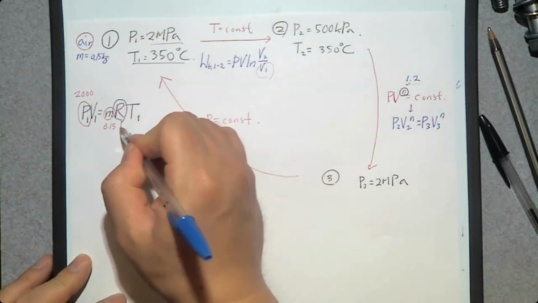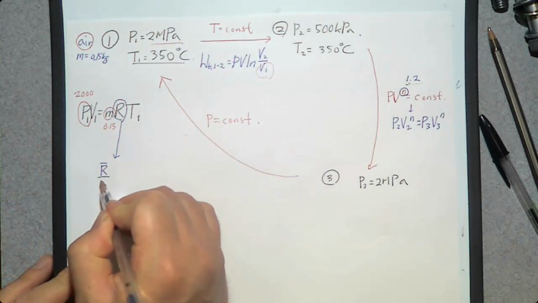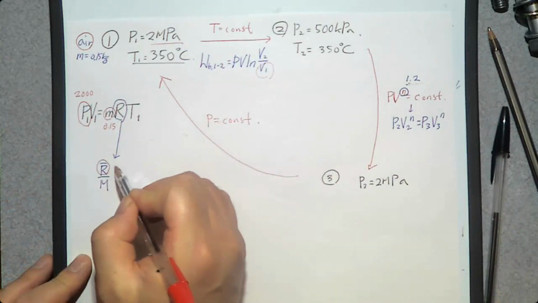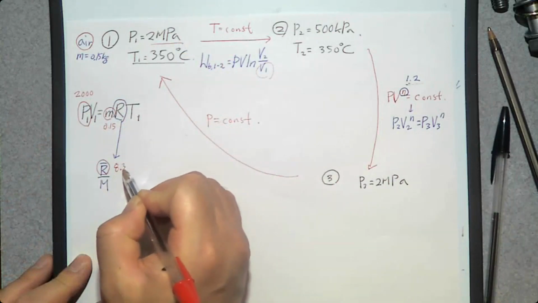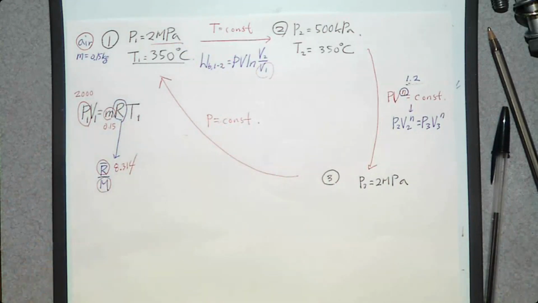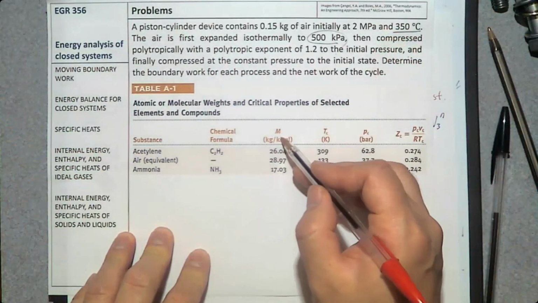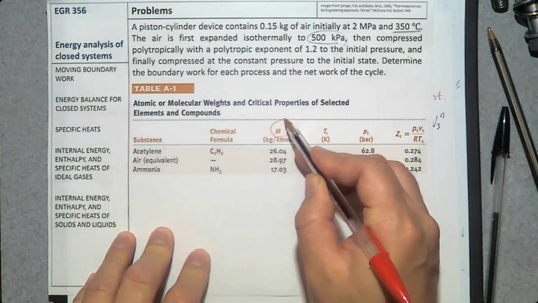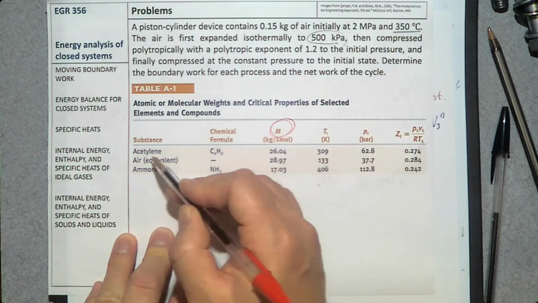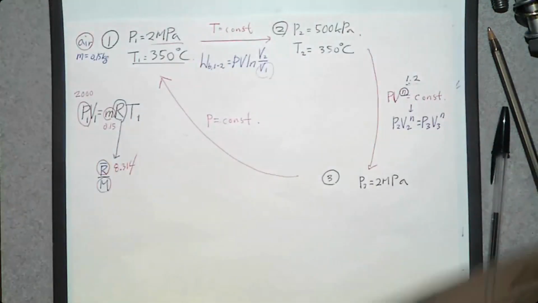What about this gas constant R? Do you know how to determine this gas constant R? Yes, universal gas constant R bar over molecular weight. Then where can you find this R bar? It's always the same number, 8.314. What about this molecular weight? You can go to table A1. Molecular weight is this capital M. This is not mass. Mass is lowercase, right? Air, the molecular weight is going to be 28.97.